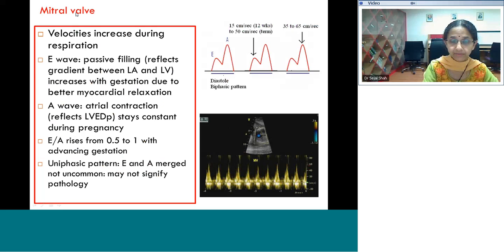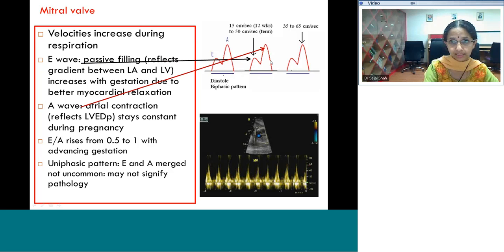Coming down to the AV valve Dopplers. As we see the AV valve Dopplers in postnatal life, in a similar way we have E and A waves, the two waves. The E wave is the passive filling from the LA to the LV, and the A wave is the atrial contraction contributing, which is producing the A wave. But in contrast to postnatal life, typically the E wave velocity is lesser than the A wave, giving a ratio of almost 0.5 during early pregnancy, which becomes closer to 1 by the time the baby gets delivered.